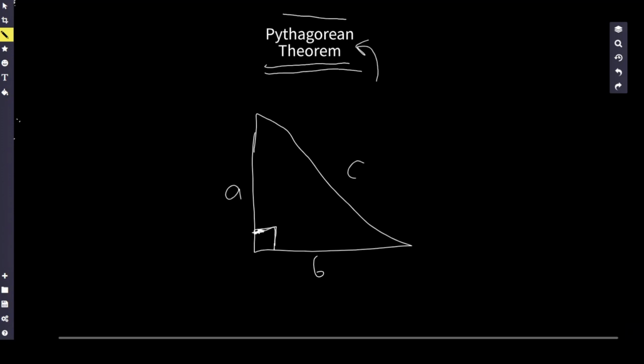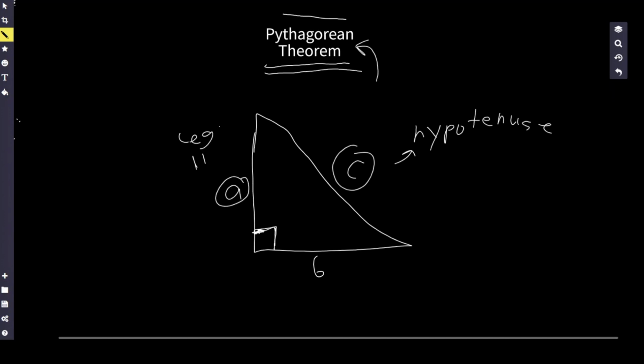let's cover a bit of terminology first. Okay, so the longest side in a right triangle is called the hypotenuse. So in this case, it's c. So that is called the hypotenuse. And then the other two sides are called legs, the non-longest sides. So this is leg 1, and that is also a leg.